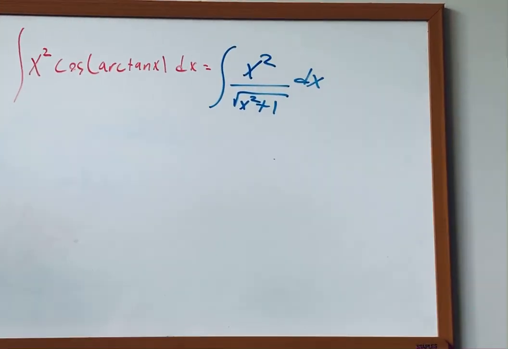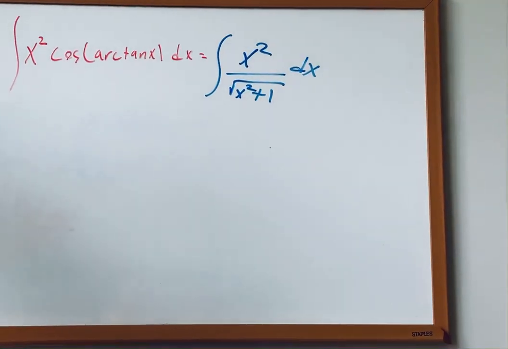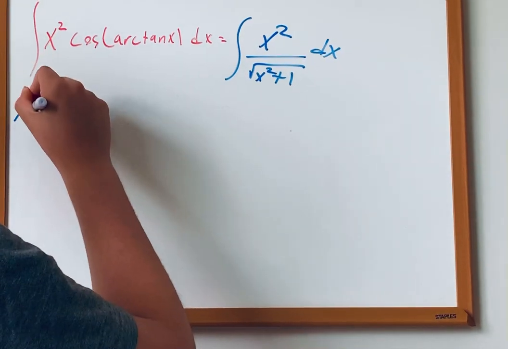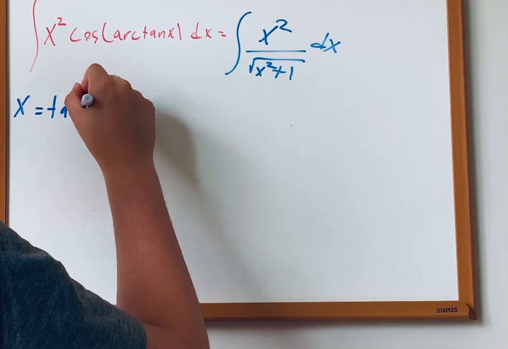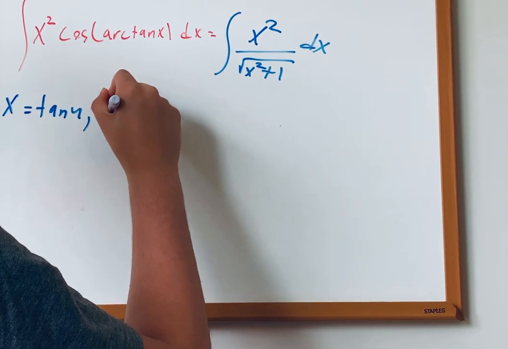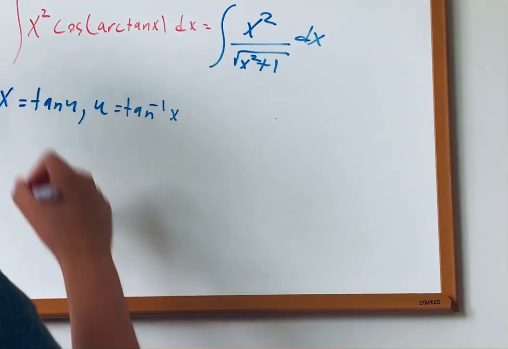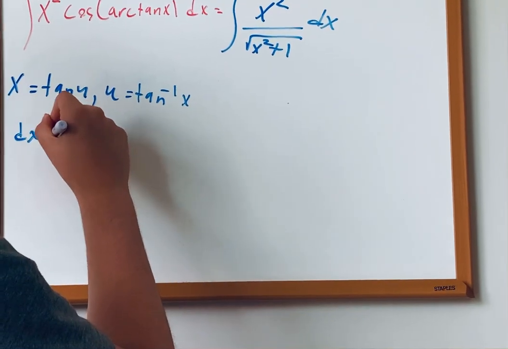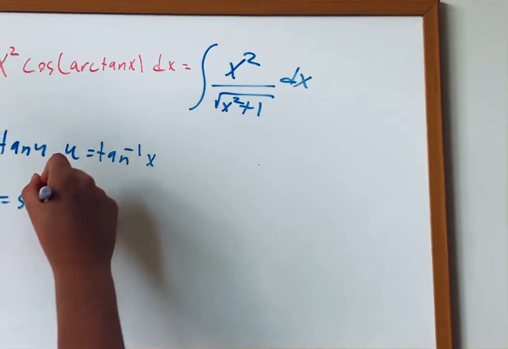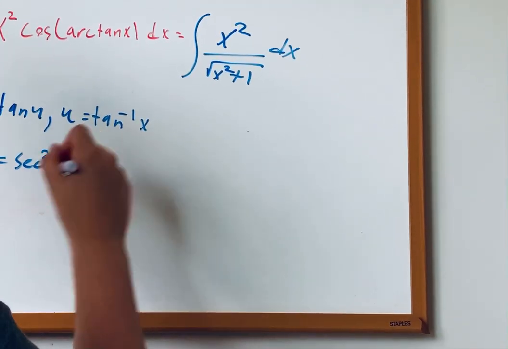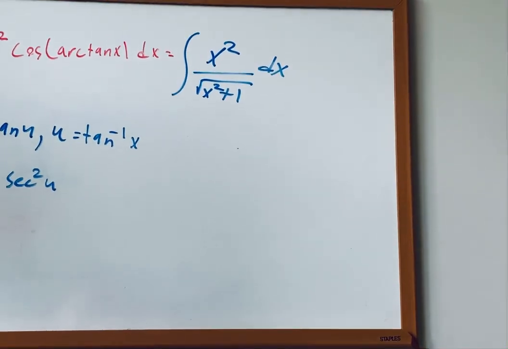And now I can use a trig substitution, so I can let x be equal to tangent of u, and then I know that u is equal to the arctangent of x. So now dx is nothing but secant squared u du. And now I just plug in.